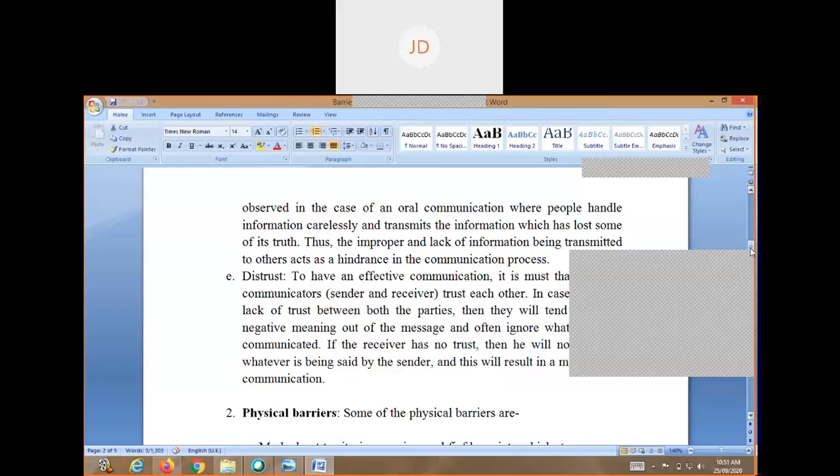So if there is no trust between both parties, that means if there is no trust between the sender and the receiver, then effective communication does not occur, because the sender does not speak properly because he does not trust the receiver, and the receiver does not listen properly because there is no interest, no trust. So there has to be some kind of trust between the sender and the receiver in order to have an effective communication. Now am I clear?